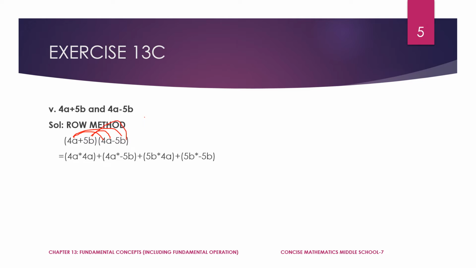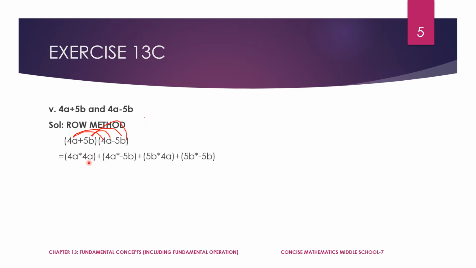Is it clear? First, finish off with the first term. You have to multiply both the terms of the next expression. And next, after doing that, you come to the second term. And the second term also should be multiplied with the first term and second term of the next expression, the second expression.